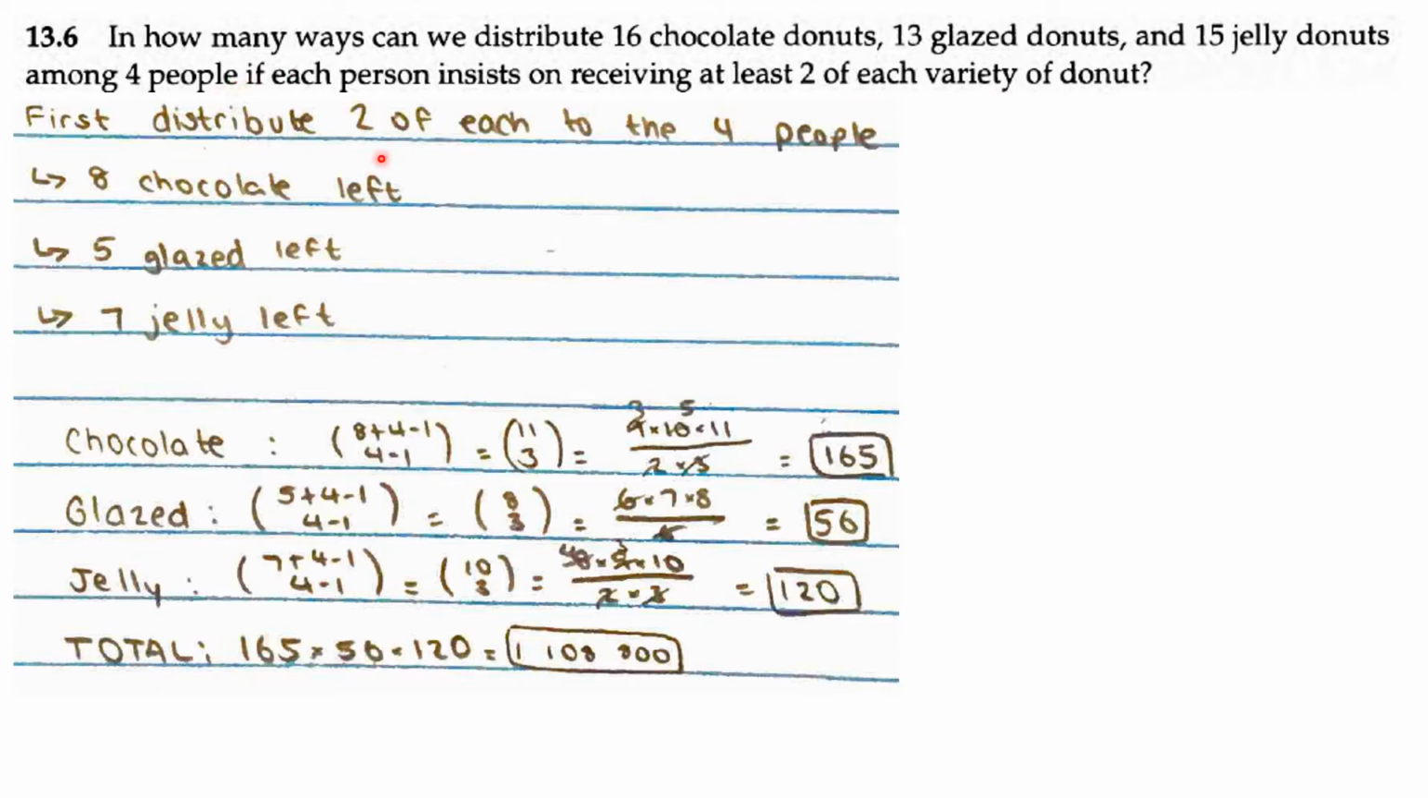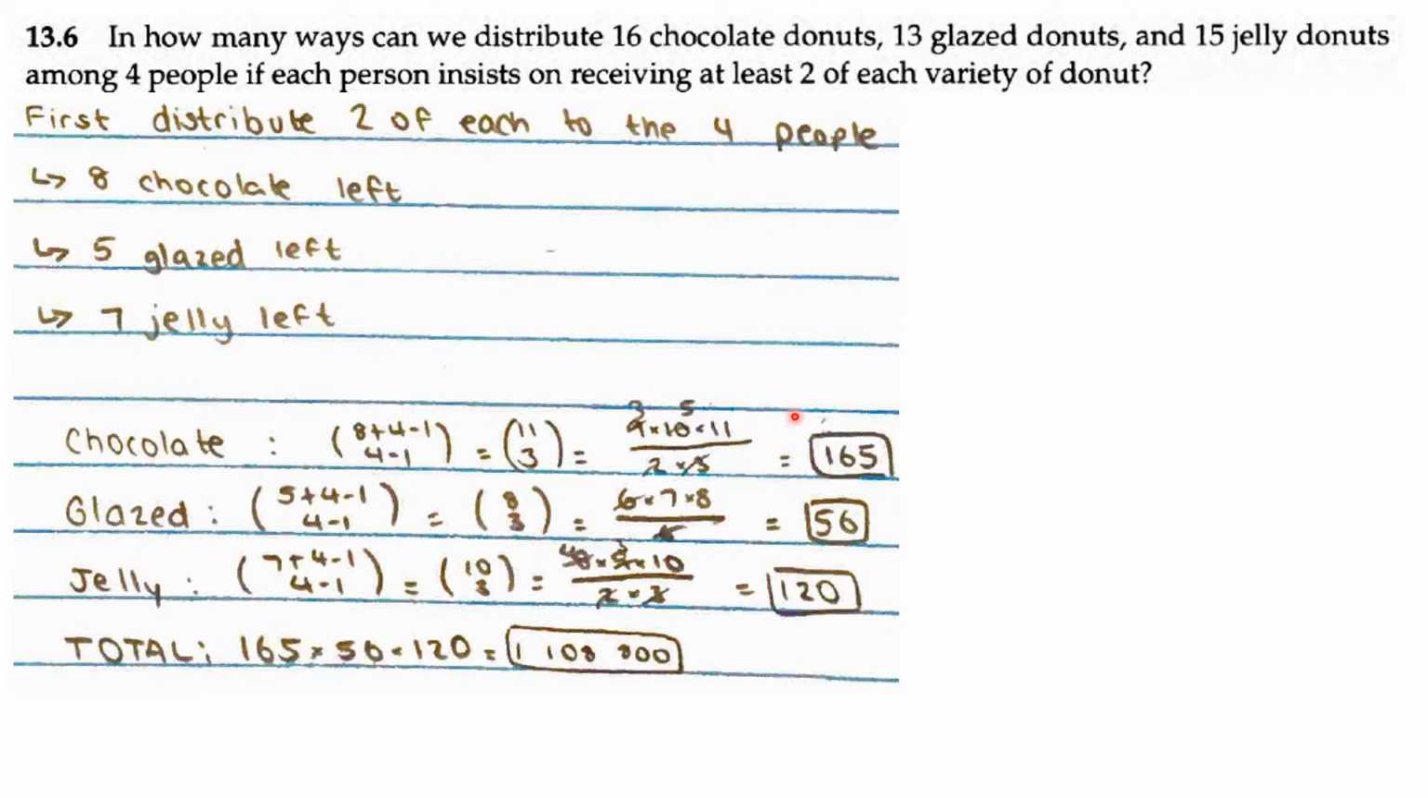So we first distribute 2 of each to the 4 people so that they all get at least 2 of each kind of donut. If we do that, there's 8 chocolate donuts left, 5 glazed donuts left, and 7 jelly ones left. So then the number of combinations for distributing the rest of the chocolate donuts is 8 plus 4 minus 1, choose 4 minus 1, because there's 8 donuts and 4 people left.